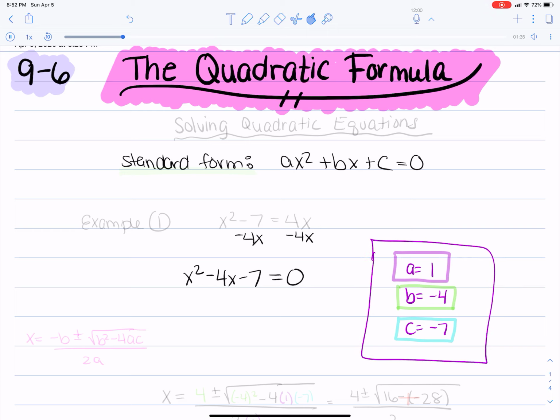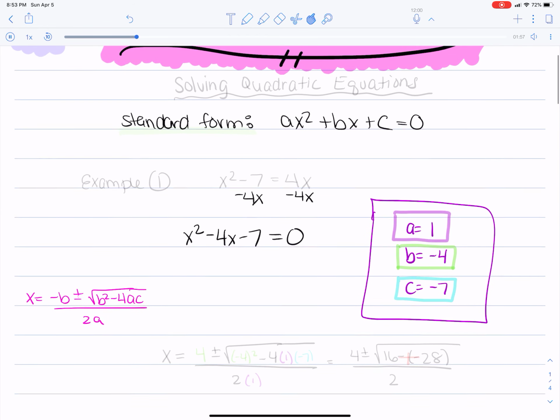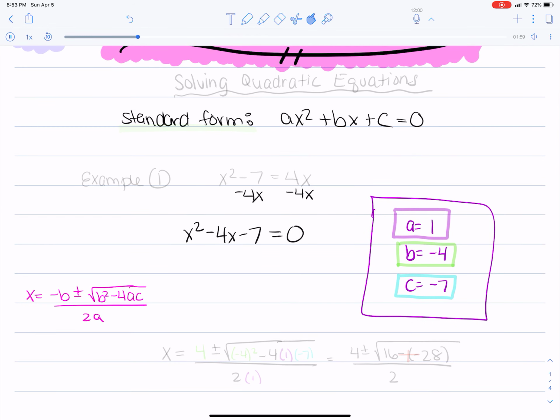Sometimes just writing this part out will help you fill in your a, b, and c in your quadratic formula. Alright, so I'm going to write out my quadratic formula real quick. It's x equals the opposite of b plus or minus the square root of b squared minus 4ac, all over 2a. And now we're going to take what my a, b, and c are equal to and plug them in wherever there's an a, wherever there's a b, and wherever there's a c in my quadratic formula.